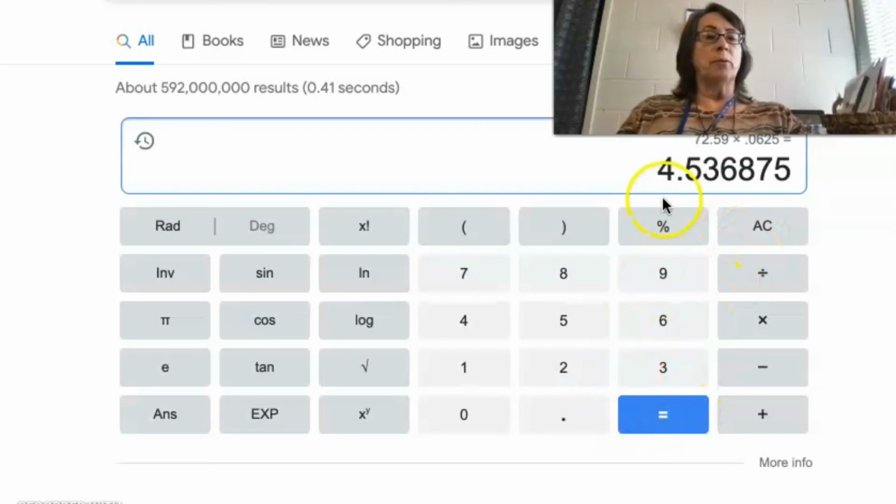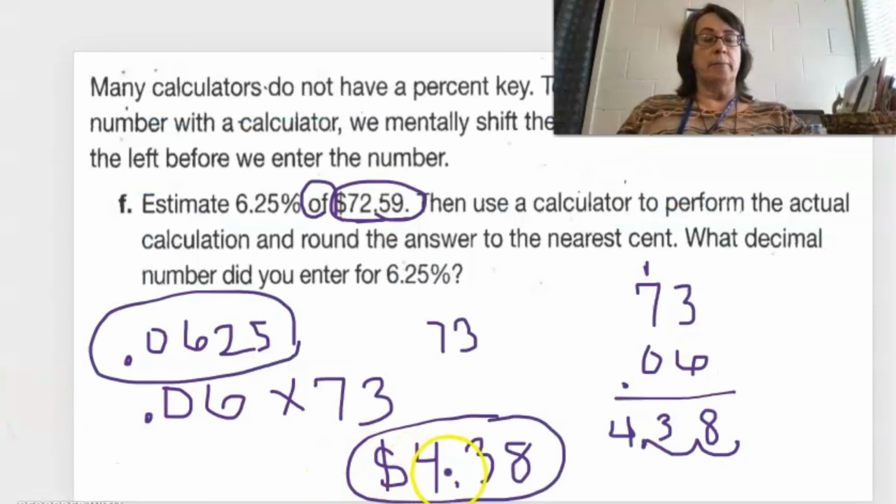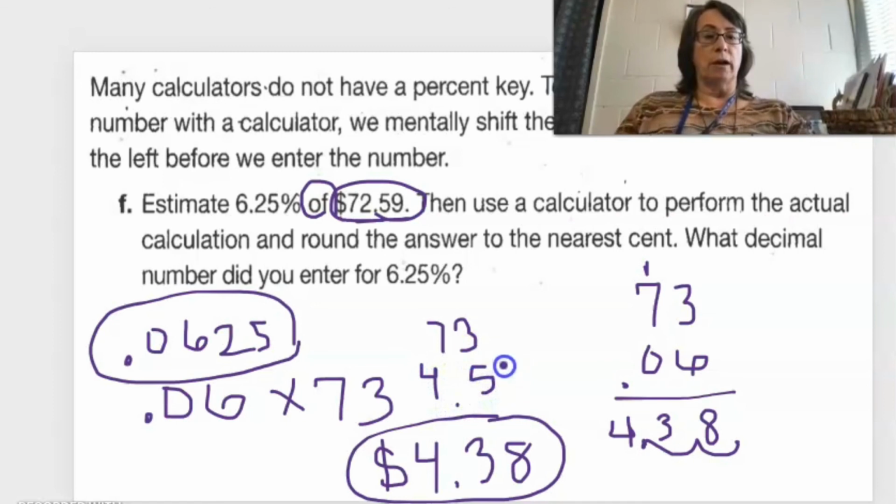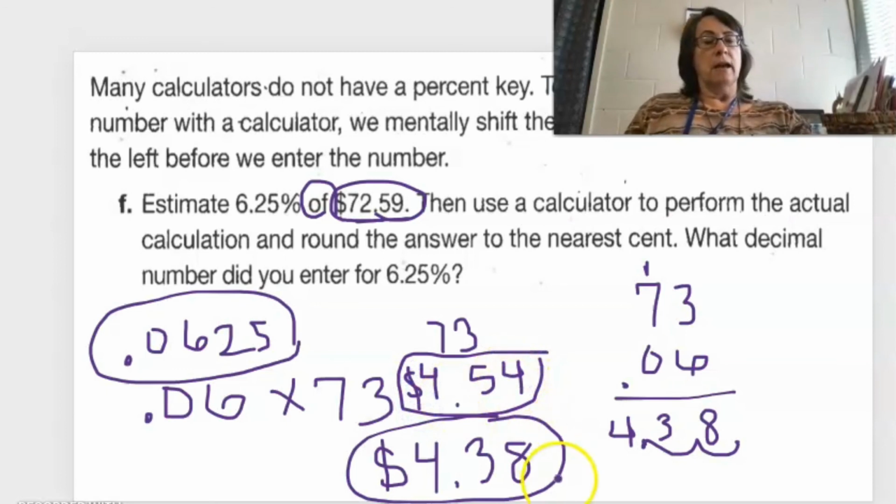And we get 4.536. So if we're going to round this to the nearest hundredth, because it's money, that 6 is going to make that 4.54. So let's go over here and say 4.54 would have been the actual 6 1/4 tax.